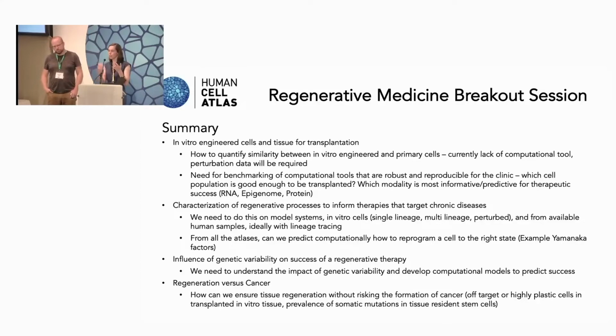And we discussed that we are currently still not yet there to really have a good computational measurement or to quantify similarities between in vitro and in vivo. We do correlations, we say they are that percentage similar, but to really identify whether the cell is the same or what is still missing needs further developments on the computational side. And we also discussed that we need benchmarking tools, benchmarking of computational tools that are robust and reproducible for the clinic, such that when we have cells that are differentiated or tissues differentiated in vitro, that we know, are they good enough to be transplanted?